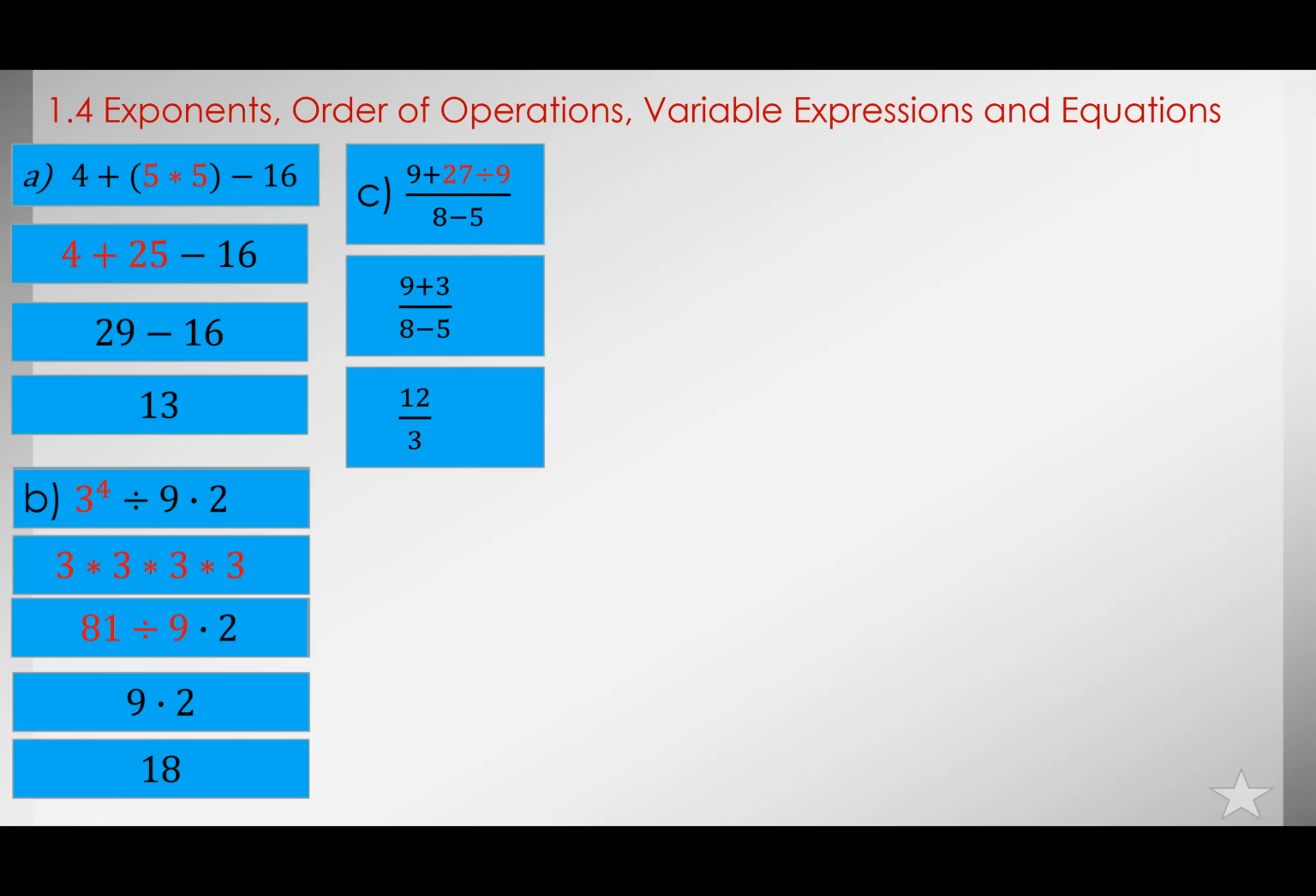Again, we treat the numerator as one problem and the denominator as one separate problem, and now we treat the whole thing. Hopefully now it's smooth sailing, which is 12 divided by 3 to give you 4.